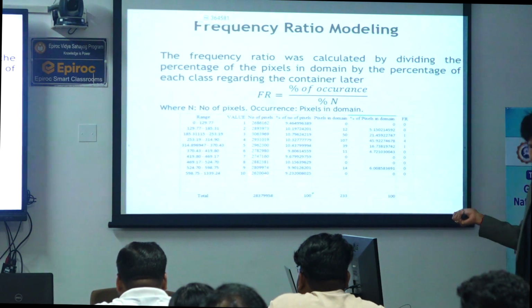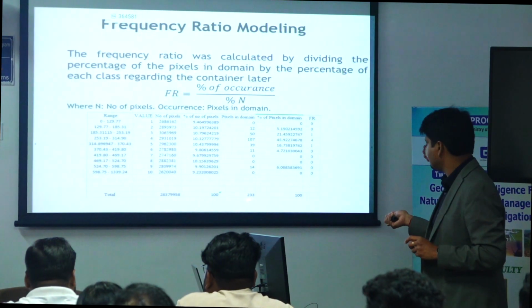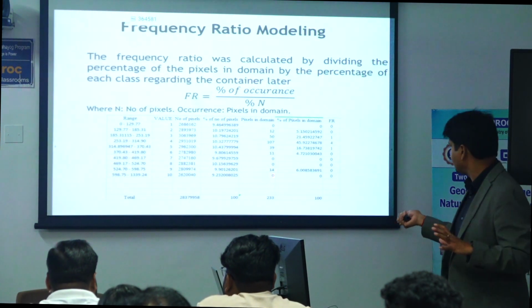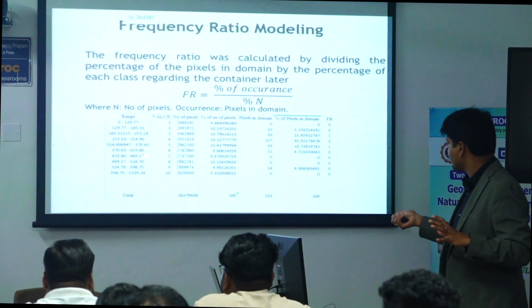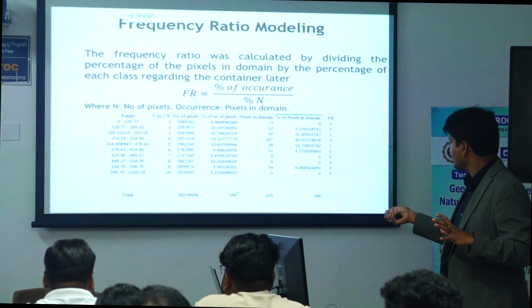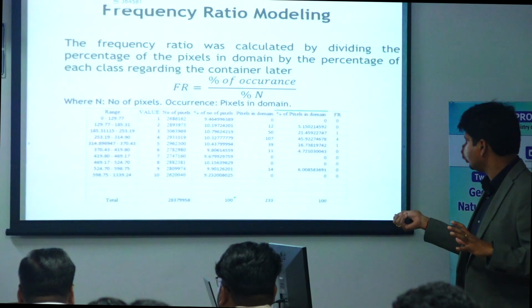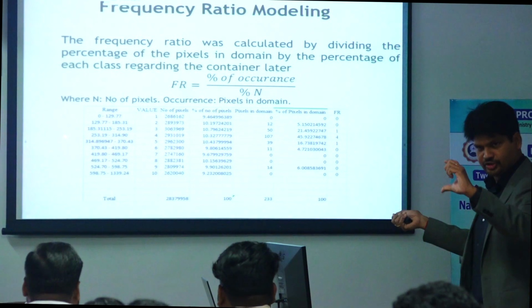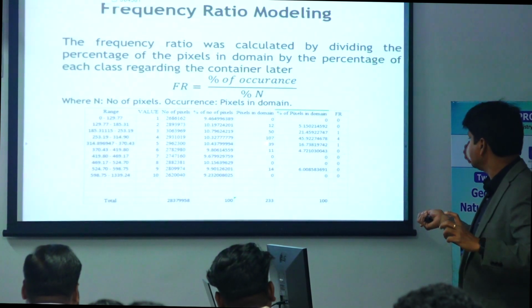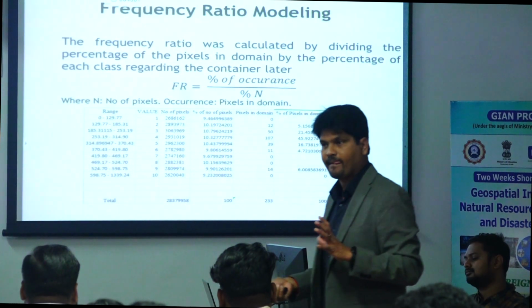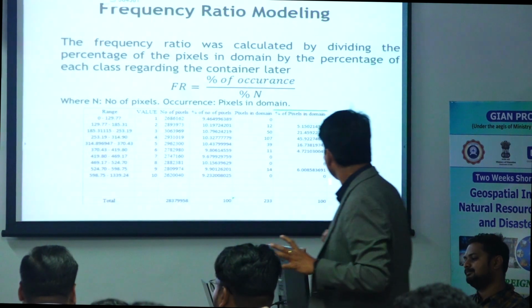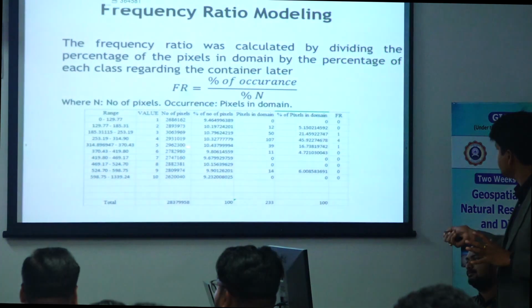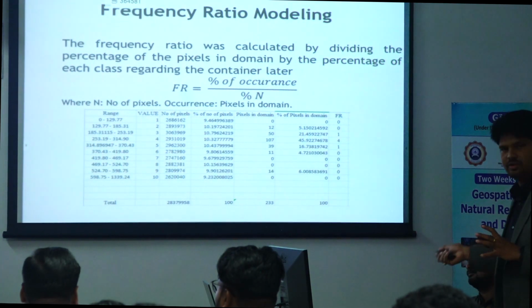This is another case study, okay? I'm just showing you one of my papers. So there are about 233 landslide locations here. And they are all distributed among all the classes. You can see, this is altitude I think, between the range of 253 to 314, in this range of altitude, the maximum number of landslides has happened. Okay? Then you calculate the percentage of pixels. Then just this divided by this, you get the frequency ratio.